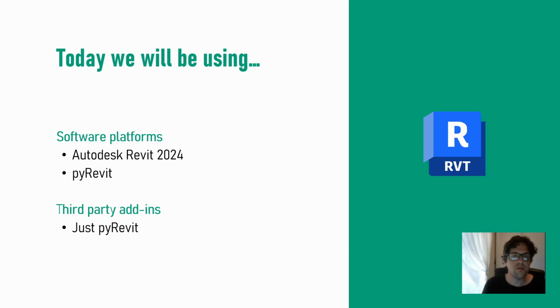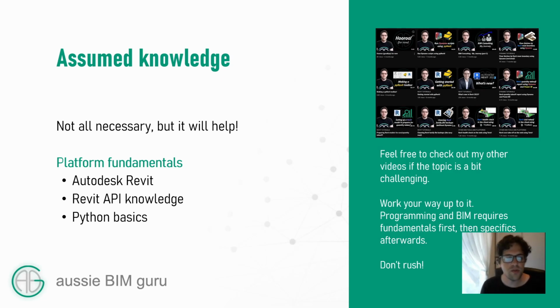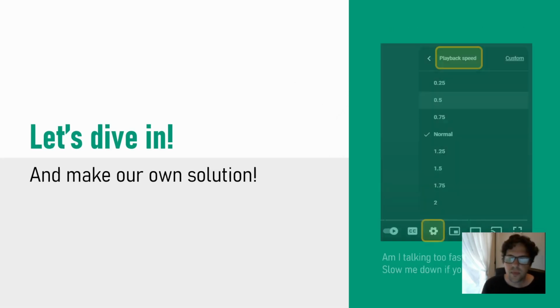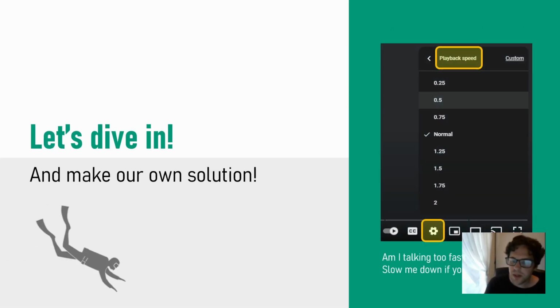So today I'll be using Autodesk Revit 2024 and pyRevit, no other third-party solutions. So it should be a nice, useful and handy little workflow to recreate if you want to as well. Of course, as always, you'll probably need a little bit of knowledge in Revit, Revit API, and Python, but I'll try to explain it as I go. So without further ado, let's jump in. As always, if I'm talking a little bit too fast, feel free to slow down the playback speed, but let's just jump straight in into Revit.